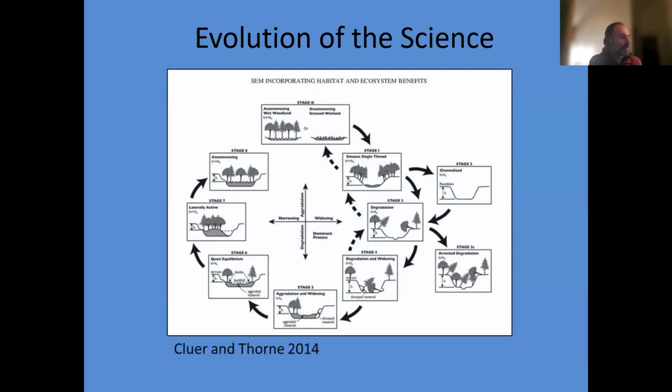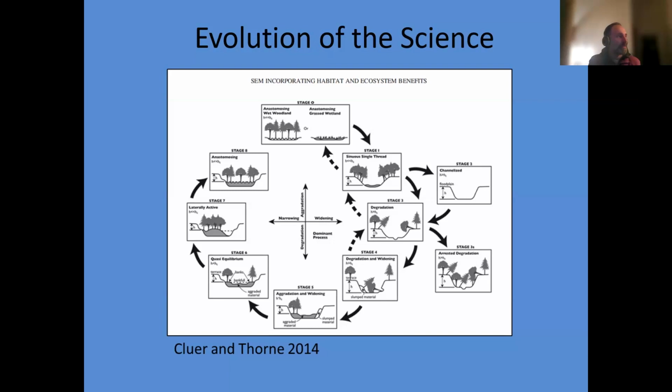And in fact, a couple of researchers, Cluer and Thorne, in 2014, did a pretty extensive paper and developed a much more complex cyclical channel evolution model that, at the top, you'll see starts with that multi-thread channel. They call it the stage 0 channel. And that's really the pre-disturbance condition. It's much more complex. It involves biology and it's cyclical. So it does show that you can get back almost, or near, that original pre-disturbance condition.